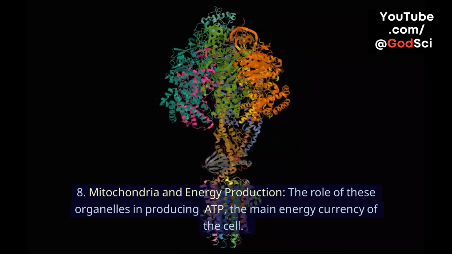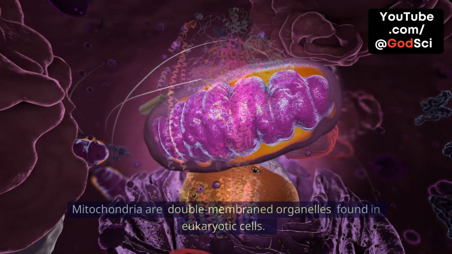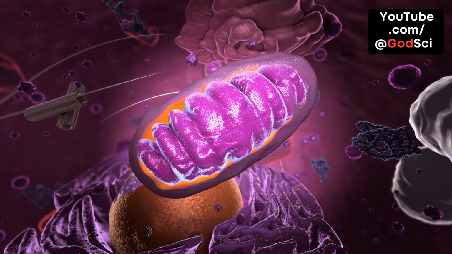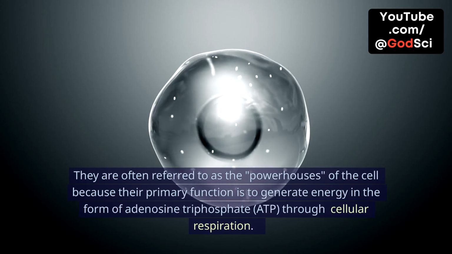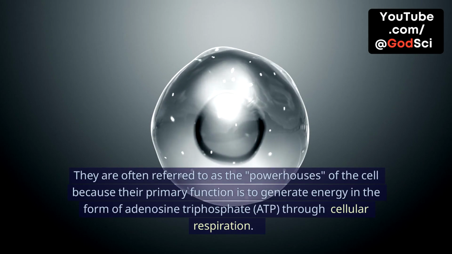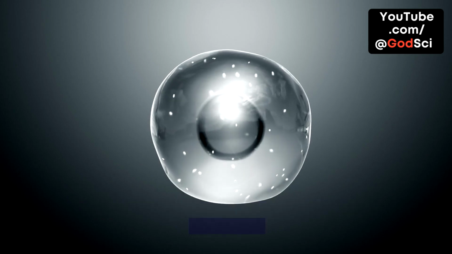Mitochondria and energy production: the role of these organelles in producing ATP, the main energy currency of the cell. Mitochondria are double-membraned organelles found in eukaryotic cells. They are often referred to as the powerhouses of the cell because their primary function is to generate energy in the form of adenosine triphosphate, ATP, through cellular respiration.